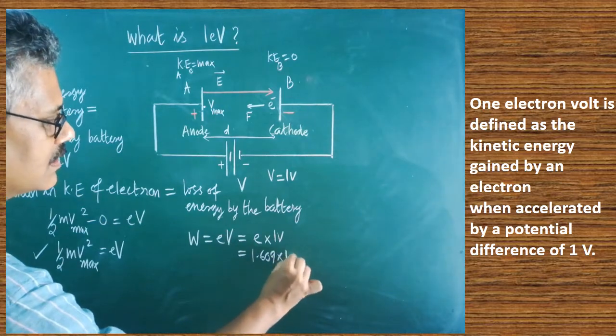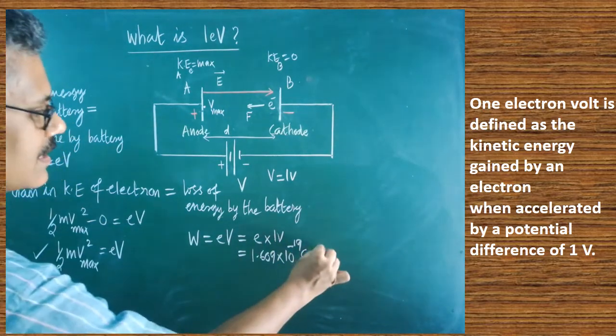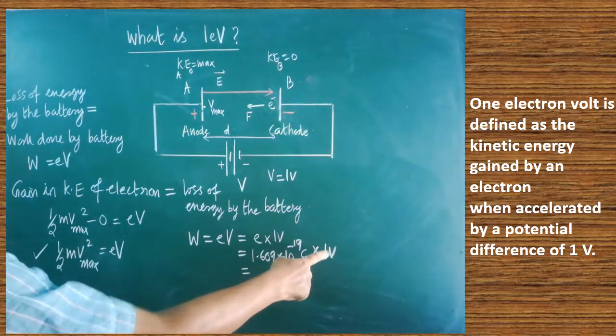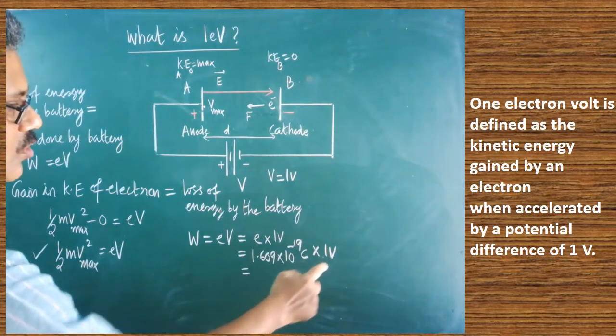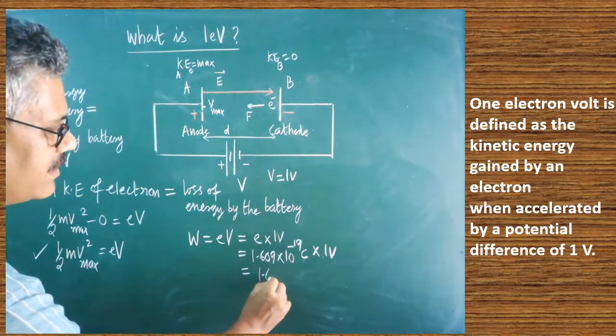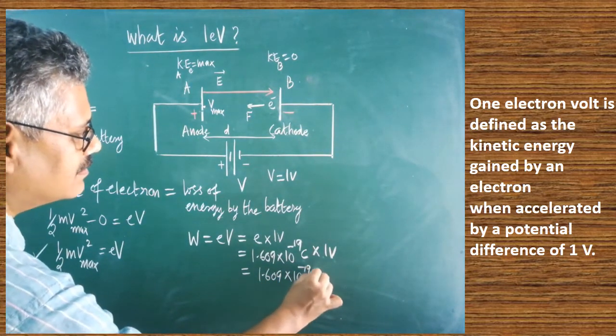1.609 into 10 to the power of minus 19 coulomb. That is the charge of the electron, into 1 volt. Are you clear? So this one becomes 1, and this is in coulomb. Now coulomb into volt, if both are multiplied you will get joule. Are you clear? 1.609 into 10 to the power of minus 19 joule.